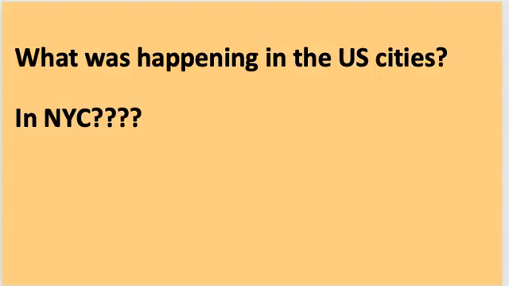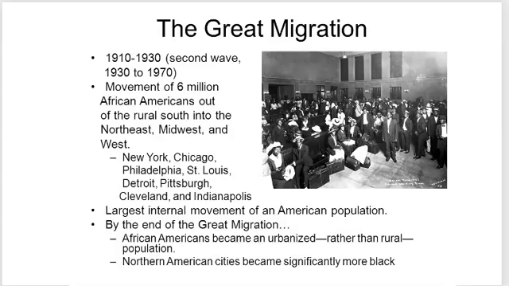Okay, so moving on, what's happening in United States cities and in New York City specifically? In general, the Great Migration is happening. This is all happening simultaneously, right? The Mexican Revolution and all these mural paintings, and fascism is starting up in Europe, and at the same time in America we have the Great Migration. From 1910 to 1930, and then again from 1930 to 1970, 6 million African Americans out of the rural South moved to the Northeast, Midwest, and the West.